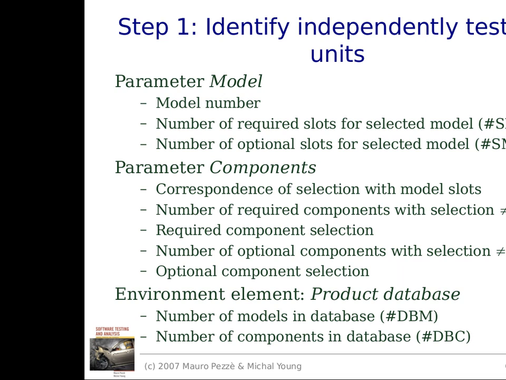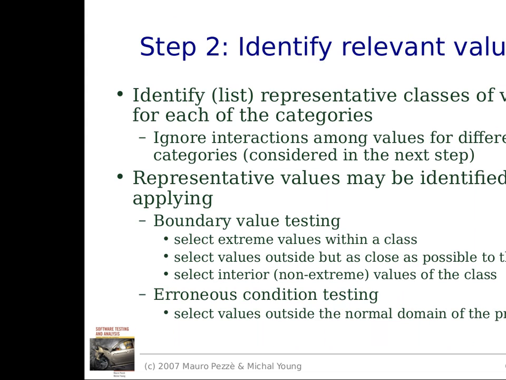So the first thing that you want to do is identify the independently testable units. For example, in your model, you might have the number of required slots for the model, and then maybe the number of optional slots. And then for the different components, you can think of which components can be with which model. The number of required components with selection cannot be empty. Right, if it's required, you need to be able to fill them all up. You need to actually select your components. And the number of optionals with selection cannot be empty, if you are getting some optional ones. And then you need to select your optional component. And then there's a database, of course, the number of models in the database and components as well.